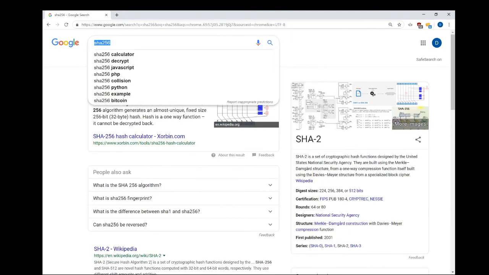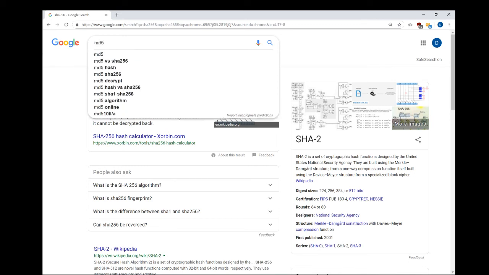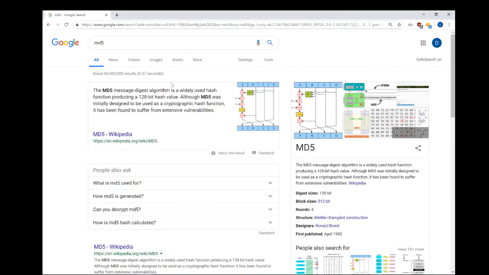But there are others. Anybody know of any others that they've seen or heard of? MD5 is a very common one as well. Very, very common. But you can see right here that it's been found to suffer from extensive vulnerabilities. So it's not the best one to use anymore these days. It has other non-security related purposes that it's still very useful for, but if we're considering using it for security related purposes, probably not the best choice.